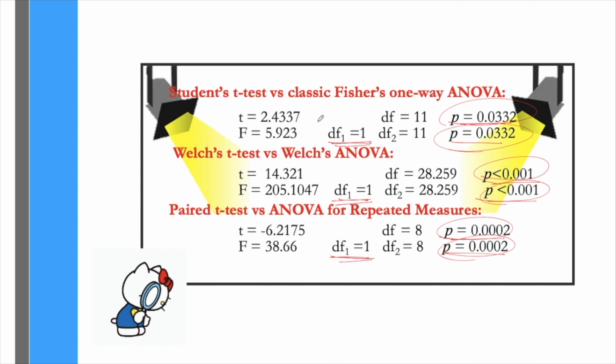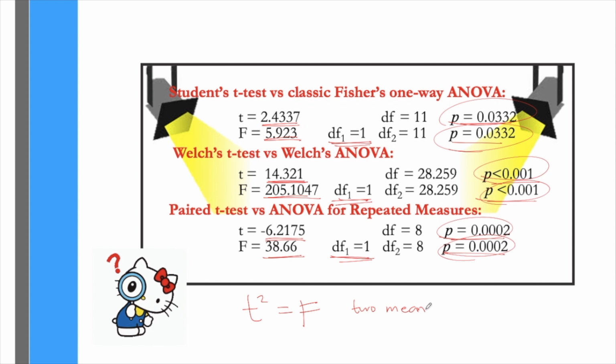Now, regarding t and f, they are not equal, but there's a relationship between t and f. We have 2.4 here, and f is 5.923. We have 14.321 here, and f of 205.1047. And t of 6.2175, and f of 38.66. What you must notice about t and f is that when you square the t, that is always equal to f whenever you're comparing two means.